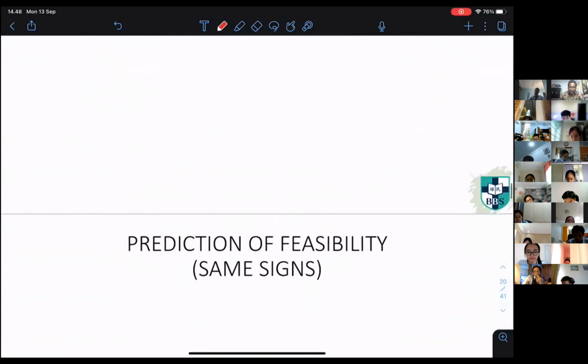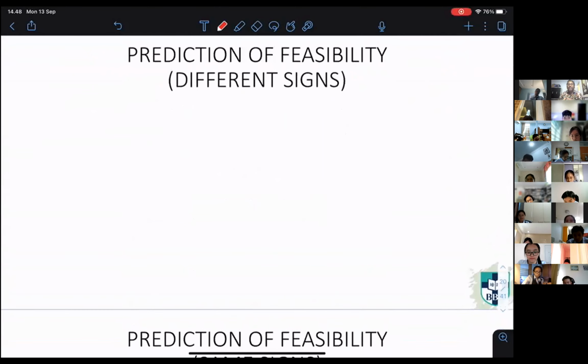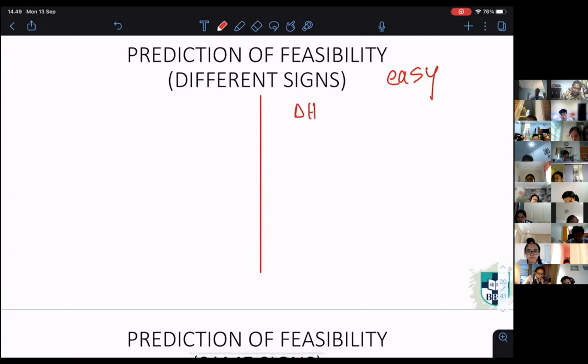Now, how do we do that? Before I go into that, let me summarize everything. If you have different signs, the first thing I told you to remember is easy. Different sign, easy. How? Delta H and delta S, if they are different, let's say plus, minus, or negative, plus, for example, which one is going to be spontaneous, left or right, Dylan?